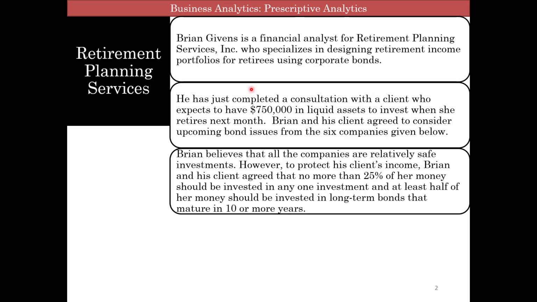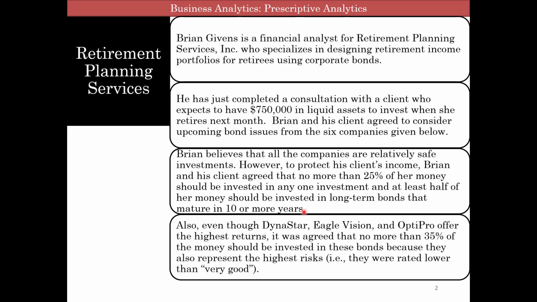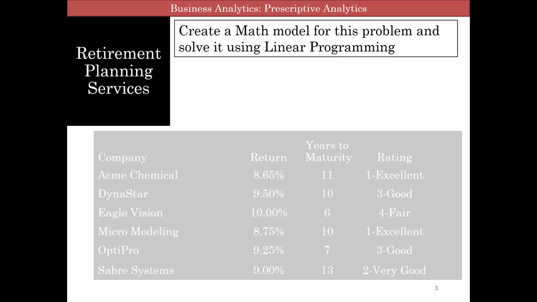Now, the financial analyst believes that all companies are safe investments. However, to protect his client's income, they have agreed no more than 25% of their money should be invested in any one investment. So 25% of the 750. At least half of the money should be invested in long-term bonds that mature in 10 years or more. And then we have these 3 bonds. Dynastar, Eagle Vision, and OptiPro offer the highest returns. They also agree that no more than 35% of the money should be invested in these bonds because they represent the highest risks.